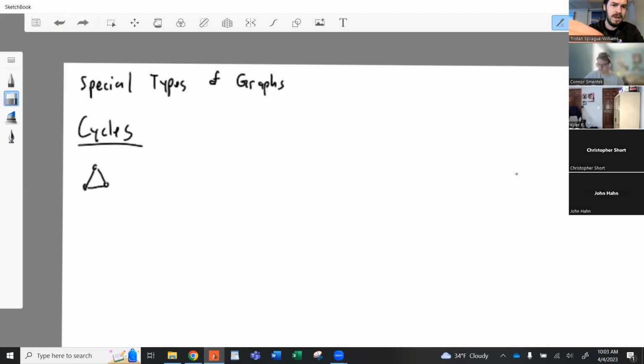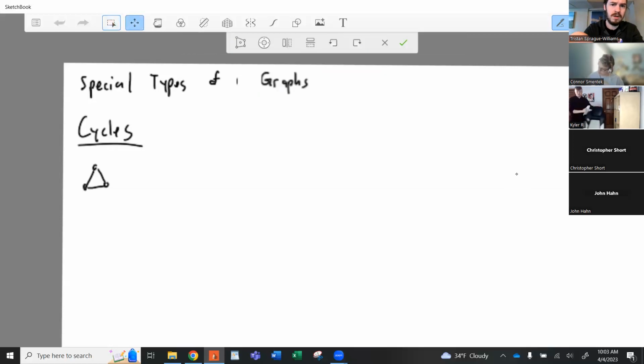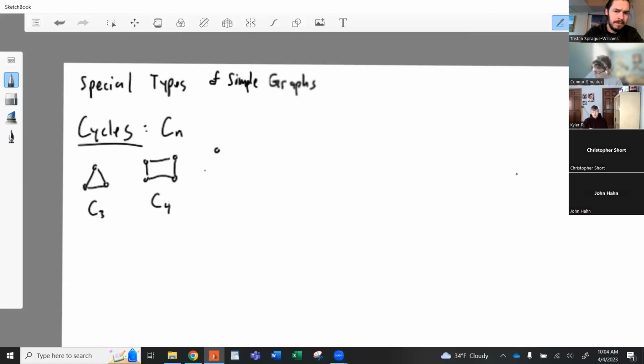Actually, all of these special types of graphs I'm going to go over here are specifically types of simple graphs. So a cycle, the next cycle would be 4 vertices, like so. Now, the special notation for a cycle on n vertices is C subscript n. So the smallest cycle is C3. This is C4. Here's a C5.